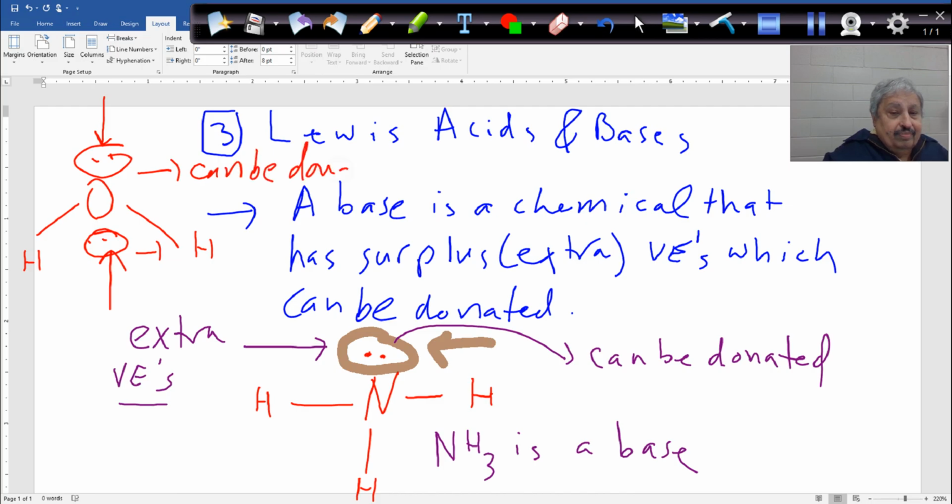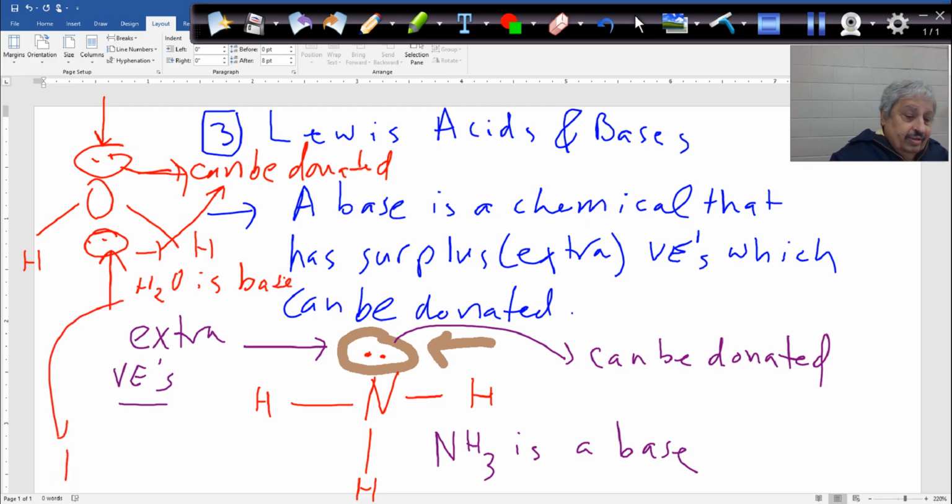Those VEs here, non-bonding lone pairs, can be donated. And the same thing here. Those and those can be donated. Correct, guys? So H2O is a base here. As I said, H2O can act as an acid as well. So, okay, guys.